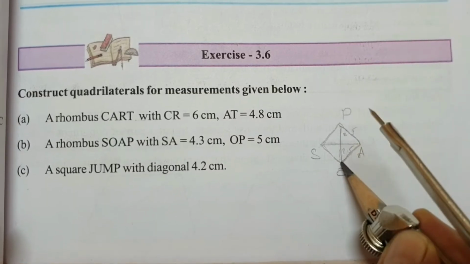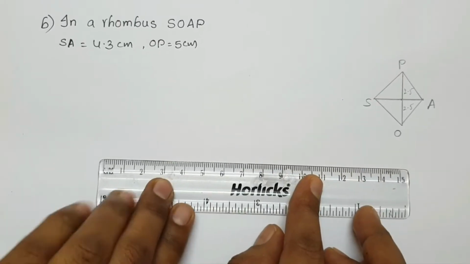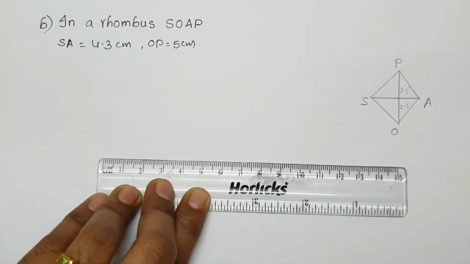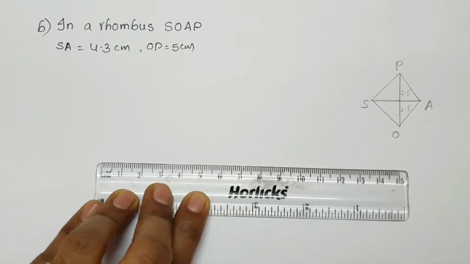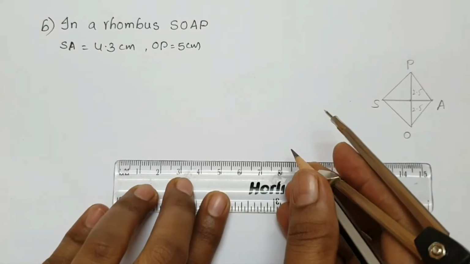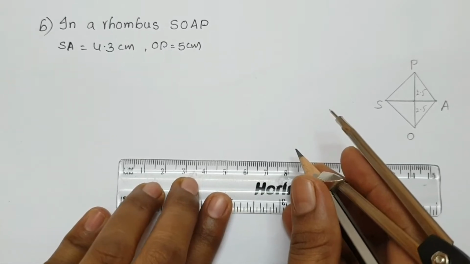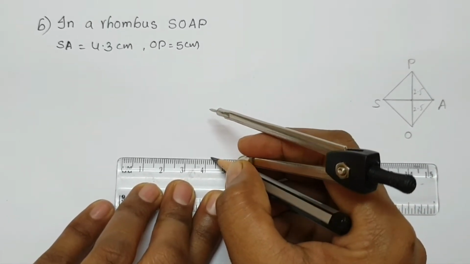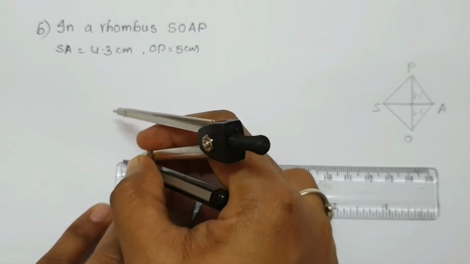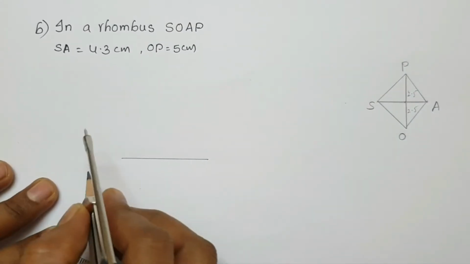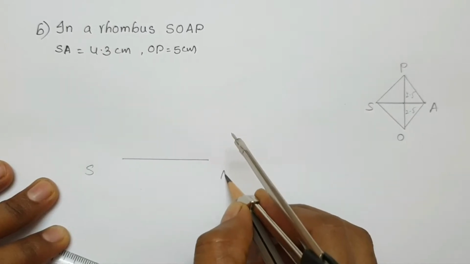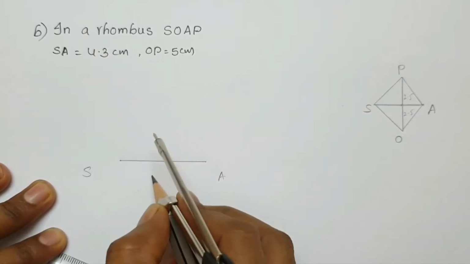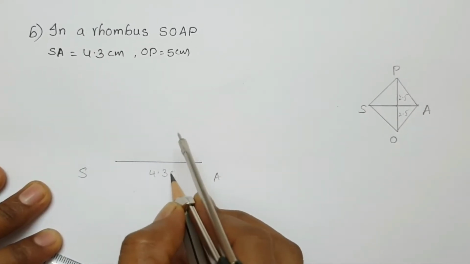See this construction. First, draw a line segment SA equal to 4.3 centimeters. Here 4.3 centimeters. SA, this is 4.3 centimeters.